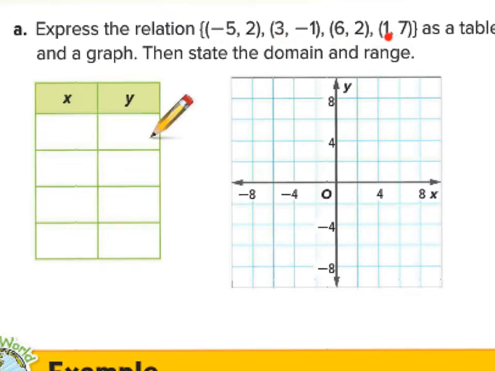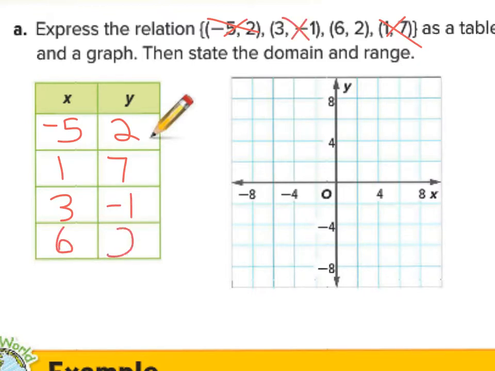The first coordinate with the least value is the -5, so I have -5 and my y is 2. That one's gone. Then I have 1 and 7, done. Then 3 and -1, done. And then 6 and 2, done. Now that I have them here, I can go ahead and graph them.